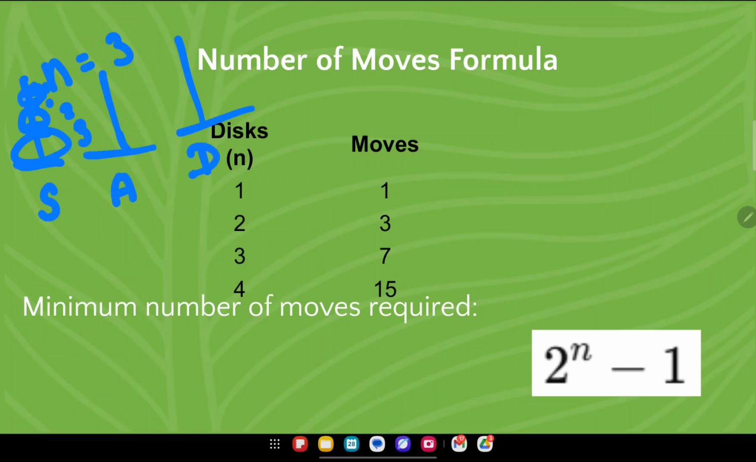So now we have to move the first disk from source to destination. So I have moved the first disk. So we have moved 1. Then I have to move disk 2 from source to auxiliary. So this is the second move. Then I have to move disk 1 from destination to auxiliary. So this is the smallest disk. So this is the third move.